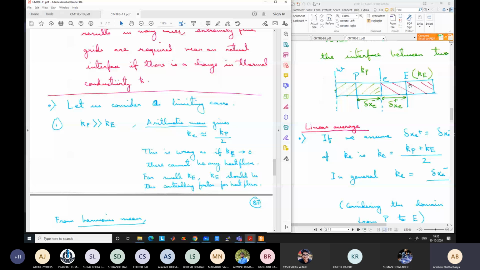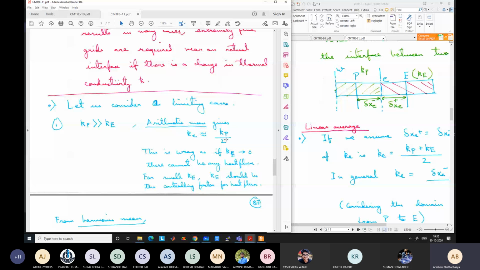So let us see what our arithmetic mean gives us. Kp is much larger than Ke. The arithmetic mean gives us that if the grid points are equidistant, the average conductivity at the interface is (Kp plus Ke) by 2. If Ke tends to 0, or is much less than Kp, it is almost equal to Kp by 2. So is this correct? We are getting a thermal conductivity which is half of that of copper, if the copper is on the left hand side.